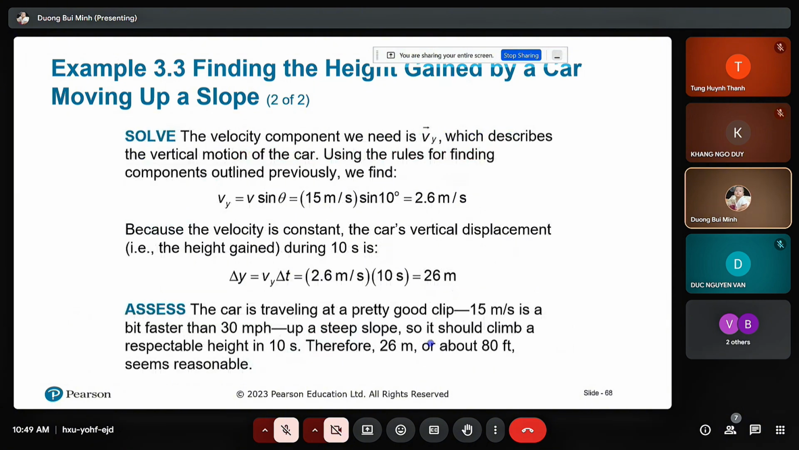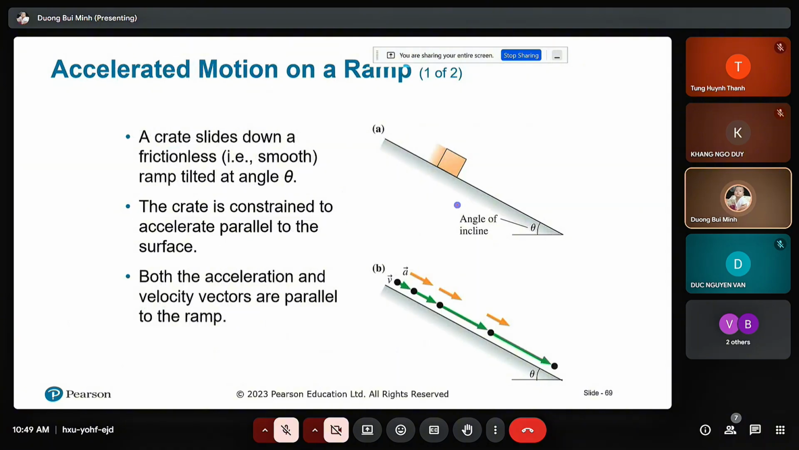Now we consider this one. We have a slide going down, frictionless. Frictionless means this surface has no friction force. We have many kinds of friction that we will study later: static friction and dynamic friction. I also give you a hint, so you can predict the moving direction. The moving direction will be like this.